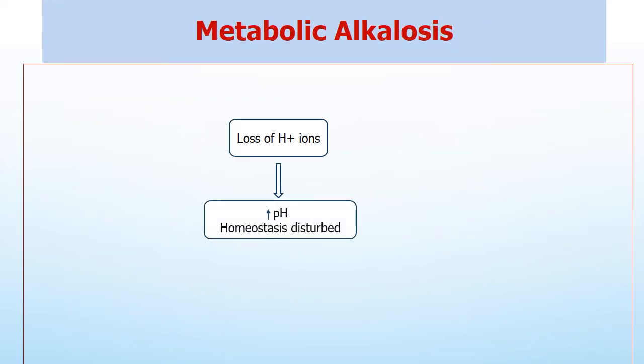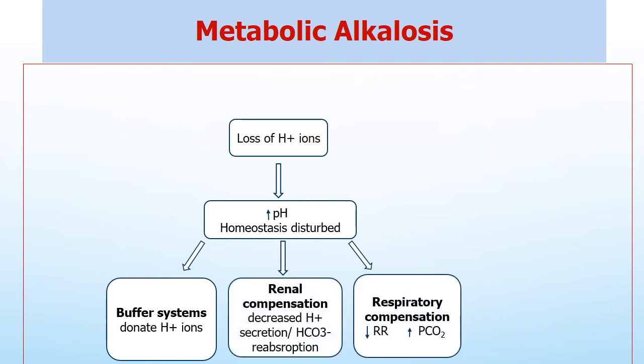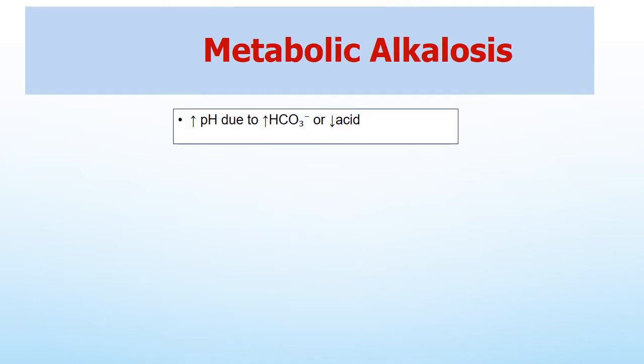Coming to metabolic alkalosis, where there is loss of hydrogen ions or increased bicarbonate, there is increased pH and homeostasis is disturbed. And our three mechanisms come into action, which is the buffer system, the respiratory system, and the renal compensation. The buffer system tries to donate the hydrogen ions, and in the respiratory system there is decreased respiratory rate so as to increase the PCO2, and in the renal compensation there is decreased hydrogen ion secretion and decreased bicarbonate reabsorption.